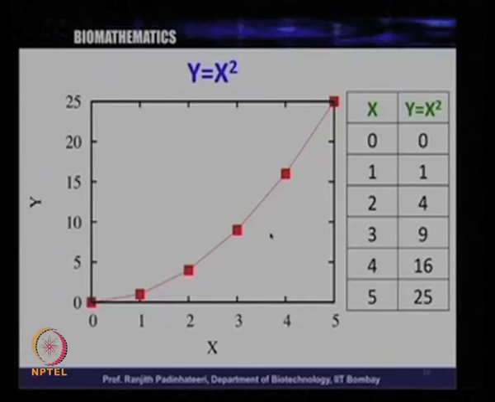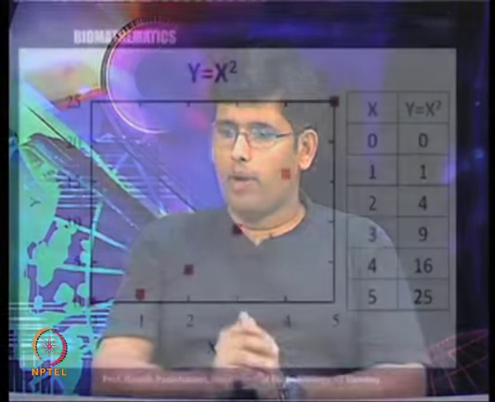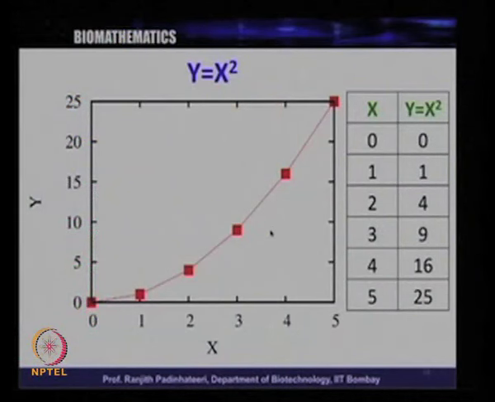We will compare y equal to x and y equal to x square soon, but you can clearly see this curvature, and for every value of x you have a y value. So, x equal to 1 gives 1, 2 gives 4, 3 gives 9 and so on. You can see from the graph that y equal to x square is curved, it is not a straight line. This is how we plot y equal to x square.